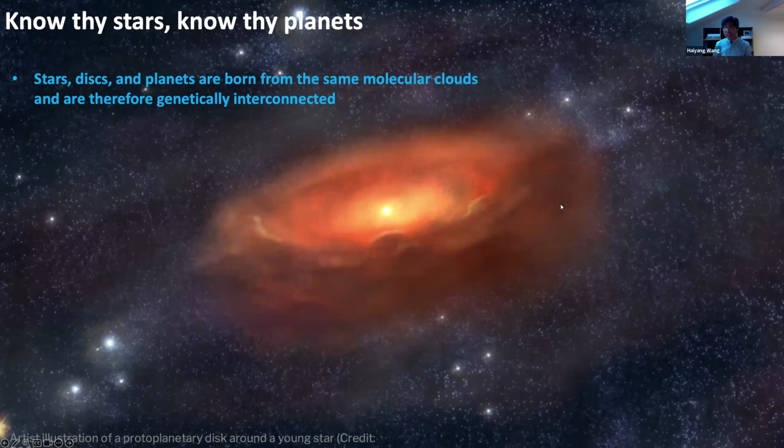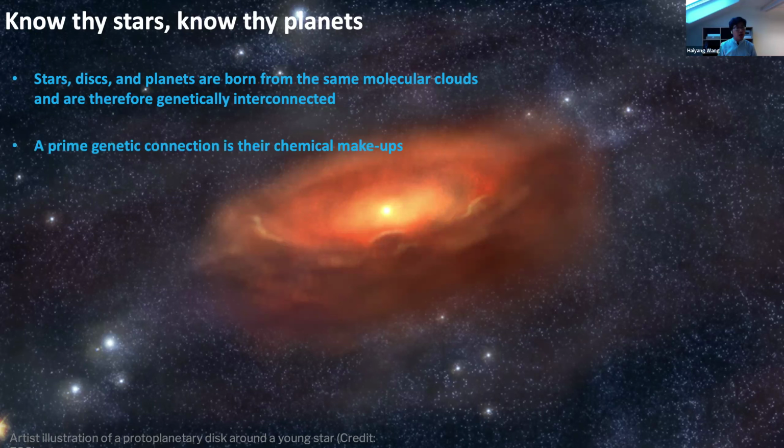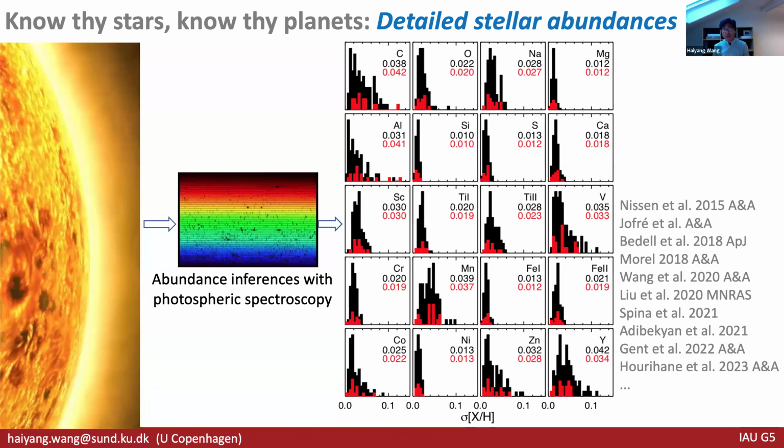Okay, so on the motivation side, the stars and their planets are born from the same molecular cloud and are therefore genetically interconnected. And I suppose most of us would agree here. And a primary genetic connection is their chemical makeup. So indeed, with stellar spectroscopy, one of the most important properties that we learn from the stars is the composition of their photospheres.